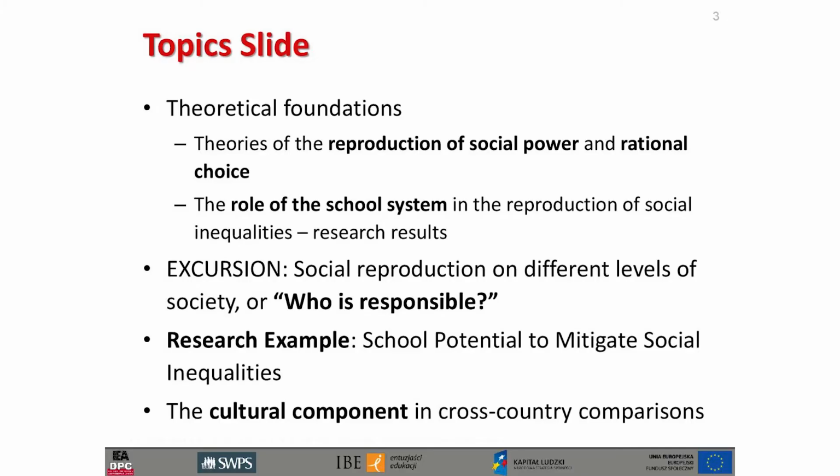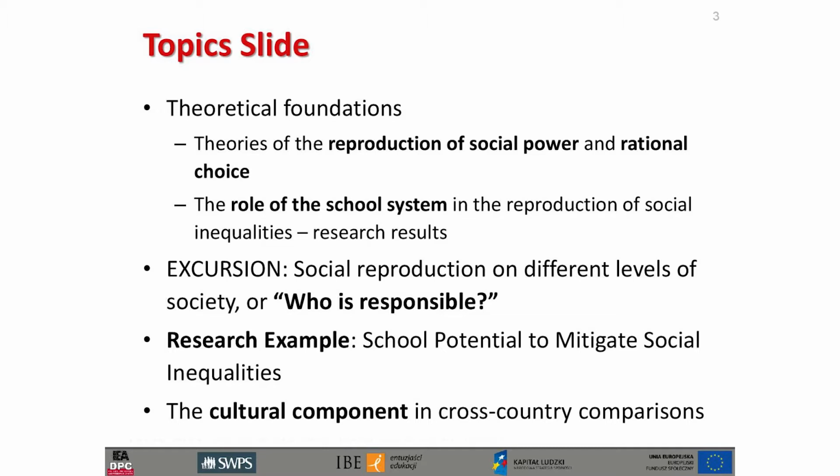I was thinking about this presentation, and my aim today is to take you on a journey and to activate your thinking on social inequalities. In order to do so, I would like to put forward some basic theories on the reproduction of social power and the rational choice theory. This will be a very brief overview. Then I would like to point out the role of the school system in the reproduction of social inequalities, and also present a very short summary of the research results.